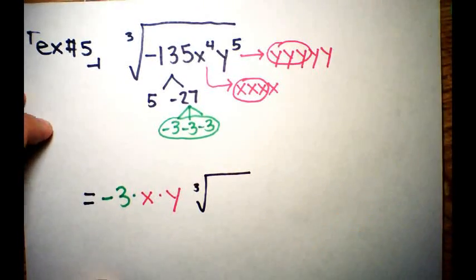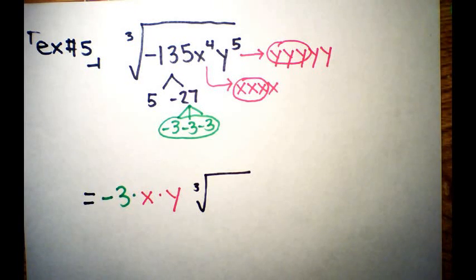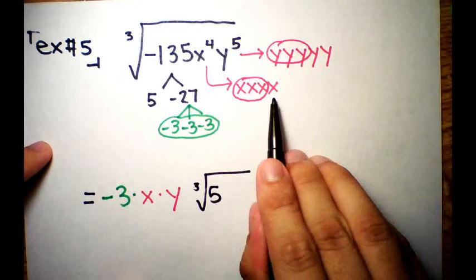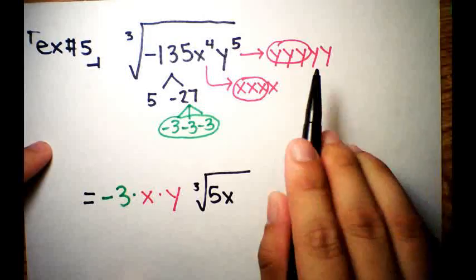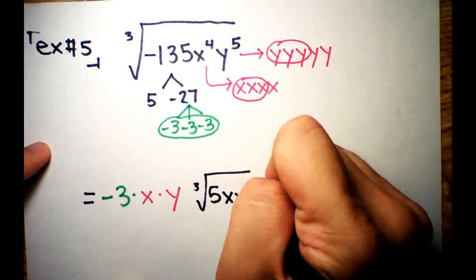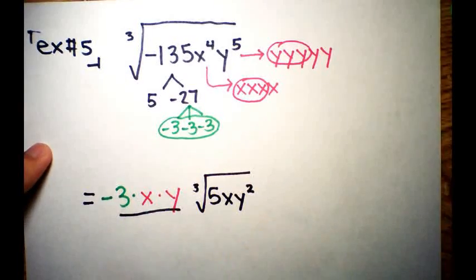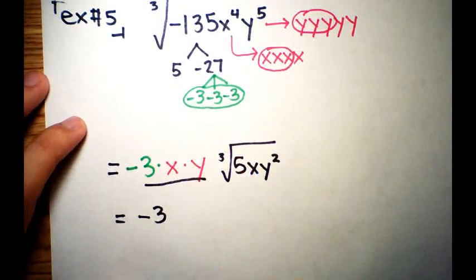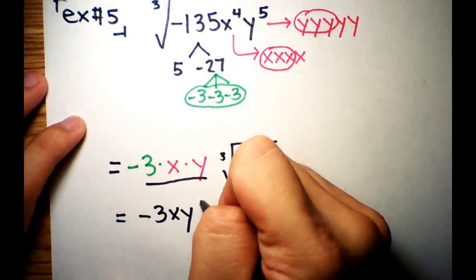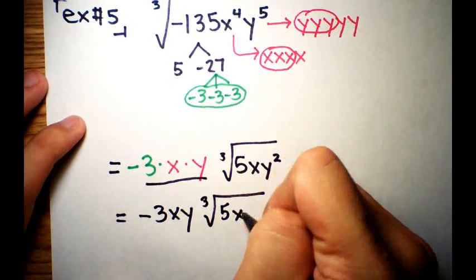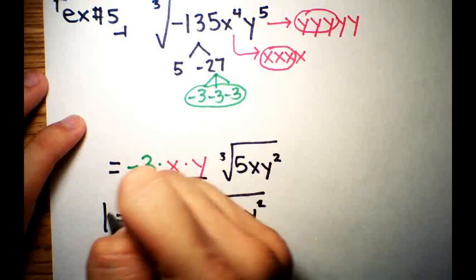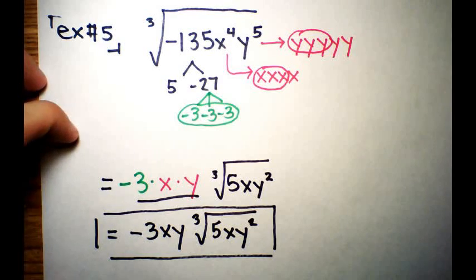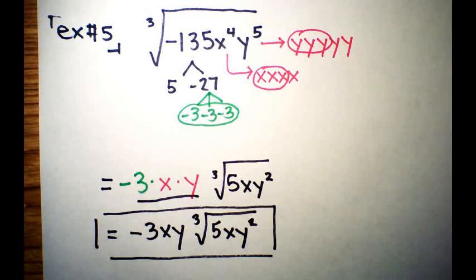Now the cube root, well, what's left under the cube root? Well, the ones that do not have those triplets. So that 5, lonesome right over here, that 5 goes inside, as well as that x right over here, which didn't have a triplet, and those 2 y's. So those 2 y's, we're just going to write as y squared. Anytime you bring out numbers on the outside, you're just going to multiply them together. So this is a simple multiplication. This is going to be negative 3xy cube root of 5x y squared. This is your final answer for example number 5.